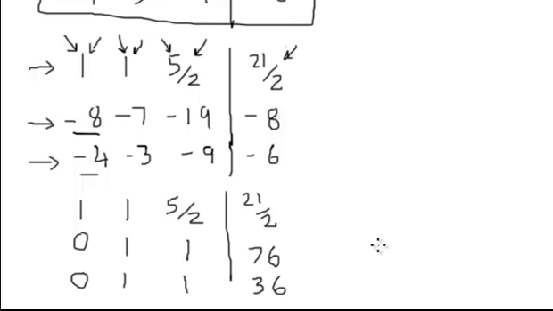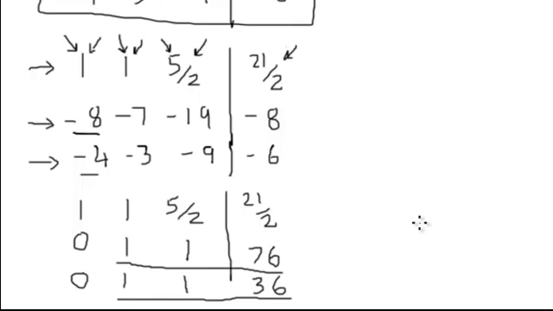Now, I'm already seeing something a little funny here, because have a look at this. This is telling me y plus z equals 76. This line tells me y plus z equals 36. Two different answers for the same thing. So I think this is going to be no solutions.